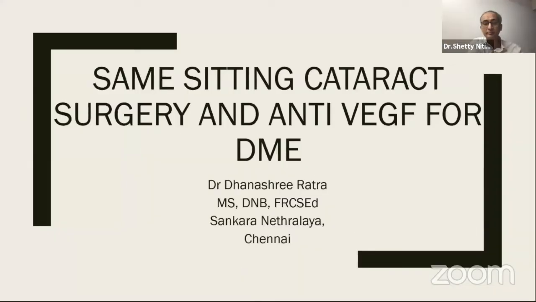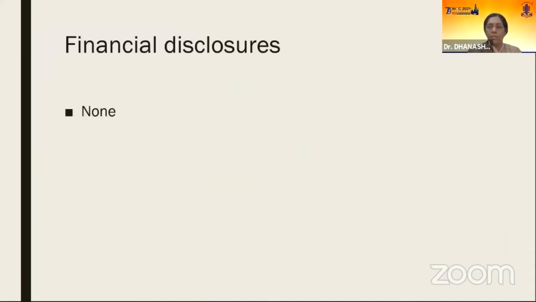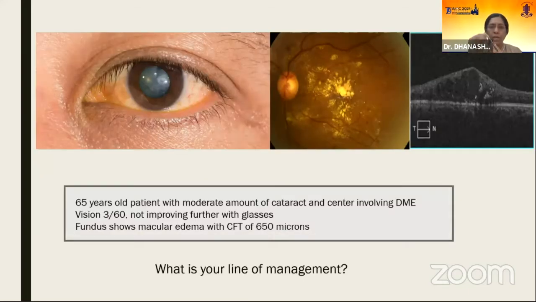Okay. So I'm going to talk about same-sitting cataract surgery and anti-VEGF for DME. No financial disclosure. If you have a 65-year-old patient with a moderate cataract and center-involving diabetic macular edema, where the vision has reduced to 3/60, not improving further with glasses, and the OCT shows macular edema of 650 microns, what is your line of management?